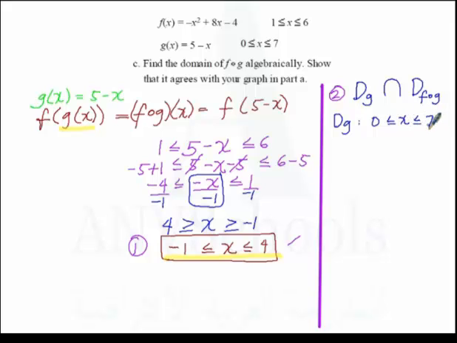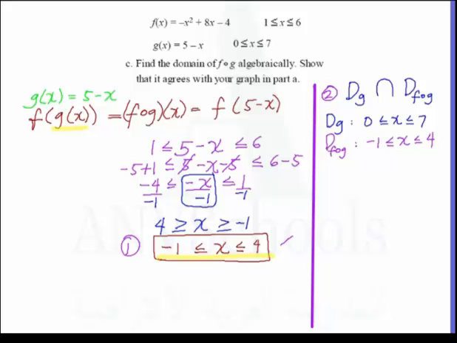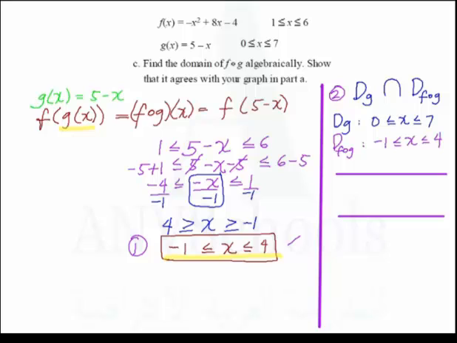And our domain restriction for our f of G of X, which we found by computing graphically, is equal to X, which is from -1 to 4. Okay, we make a number line here. We have to make use of a horizontal line. So let's have this, and we're going to define the domain restrictions.